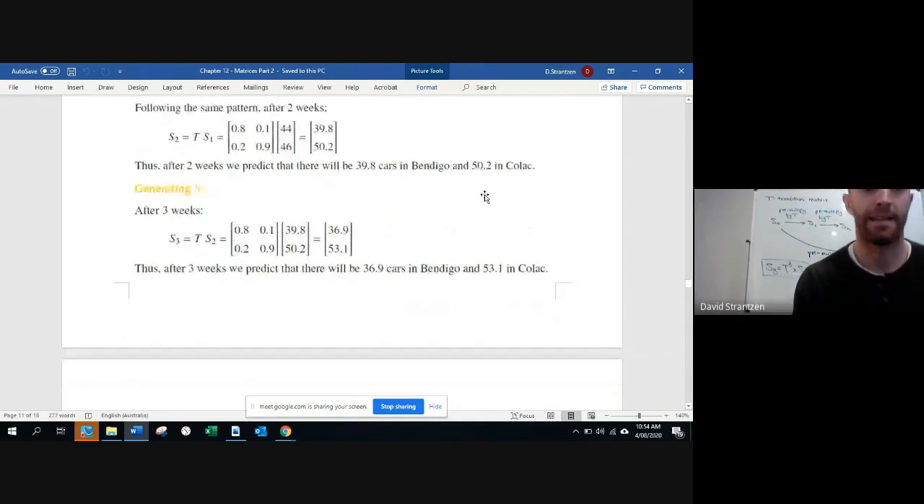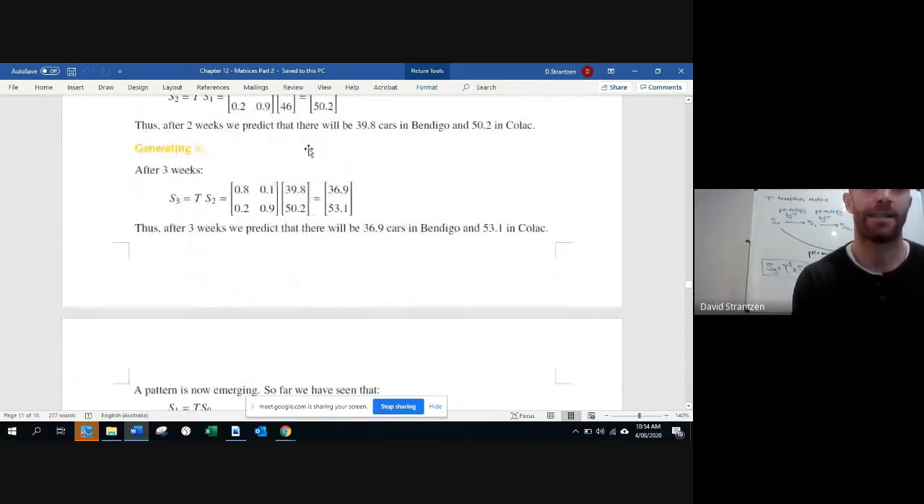Then we can work out S3. So this time I take my numbers from S2 and I keep my unrounded answers, 39.8 and 50.2. Just because I wrote a worded answer with whole numbers, I certainly keep 39.8 and 50.2 in my calculator when I do the next calculation to get S3. And my S3 numbers turn out to be 36.9 for Bendigo and 53.1 for Colac.